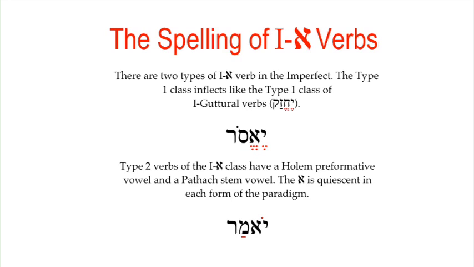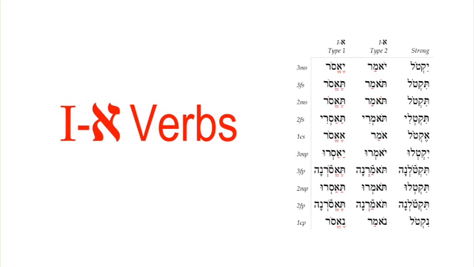But the type 2 one aleph verb is distinctly different. Type 2 verbs of the one aleph class have a holem preformative vowel and a pathach stem vowel. The aleph is quiescent in each form of the paradigm, which means there will be no vowel under the aleph. Look at the example, yomar. Let's now look at the type 2 paradigm on your screen together. You will notice in the type 2 category the unique spelling of this one aleph verb.